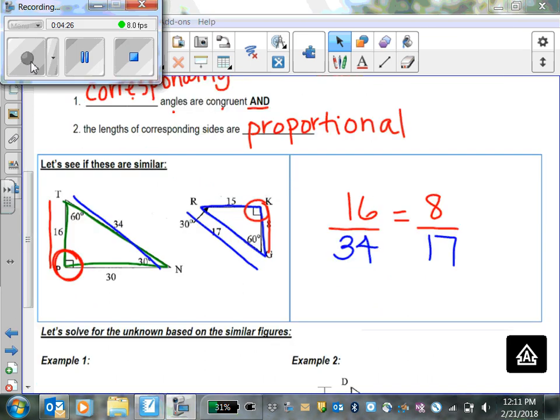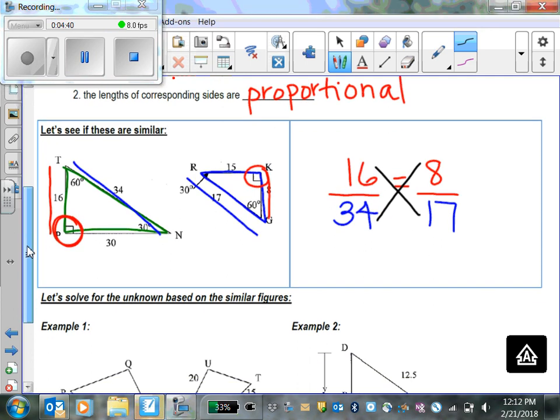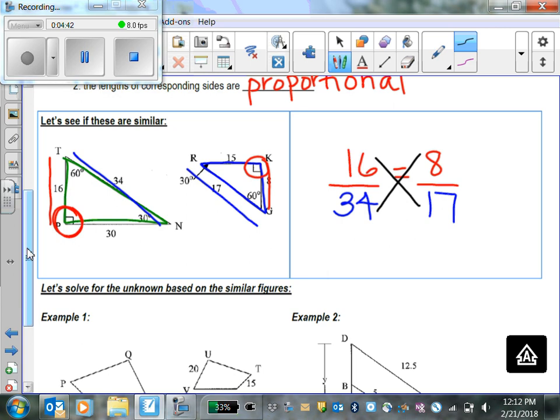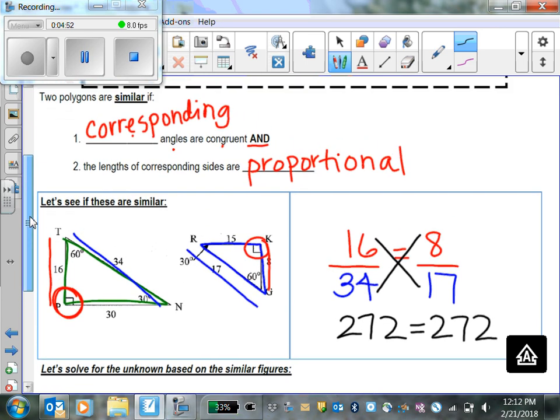What you would do is cross multiply and see if they're equal. And if they are, then we can say yes, they're proportional. So you should do 16 times 17, 34 times 8. All right. Hopefully when you did it, 16 times 17 gets you 272. 34 times 8 also gets you 272. So we can say that these two triangles are proportional and they're similar because they have corresponding angles, check, and their lengths are proportional based on what we just did. So we would say, yes, these are similar.